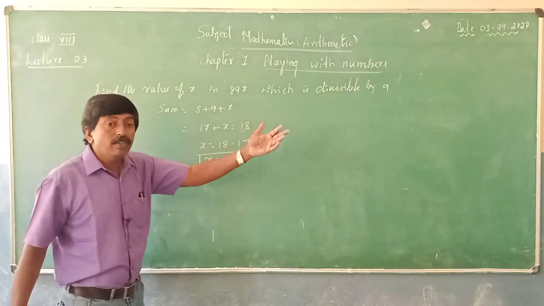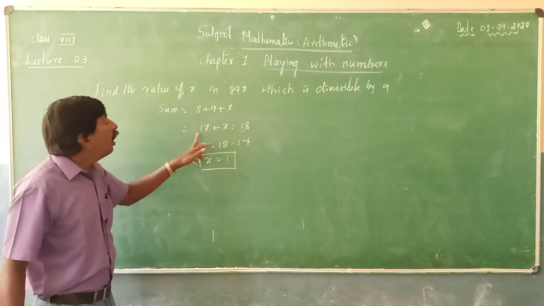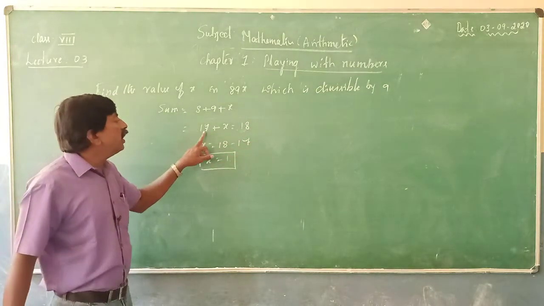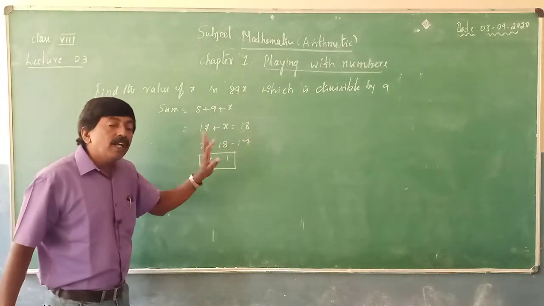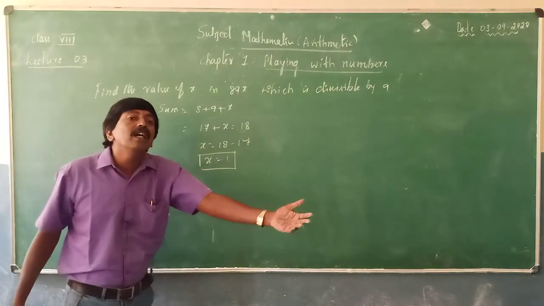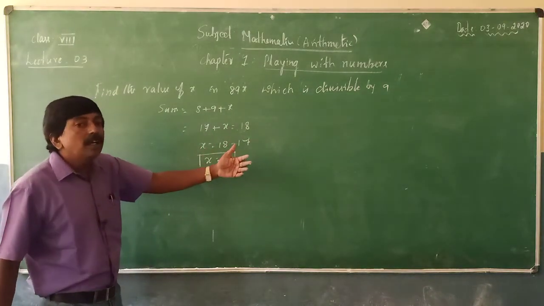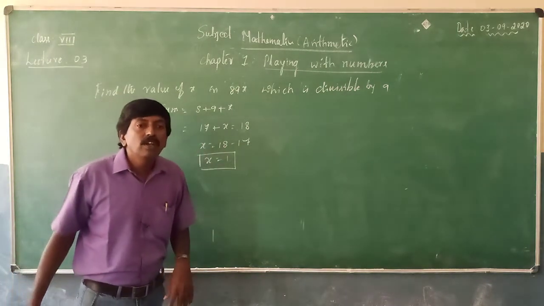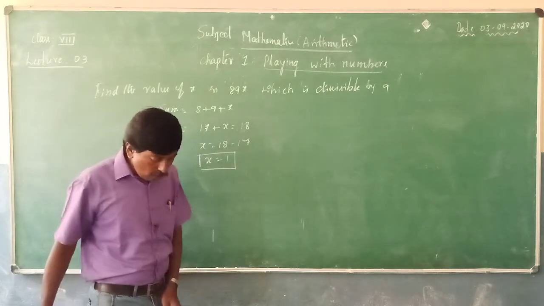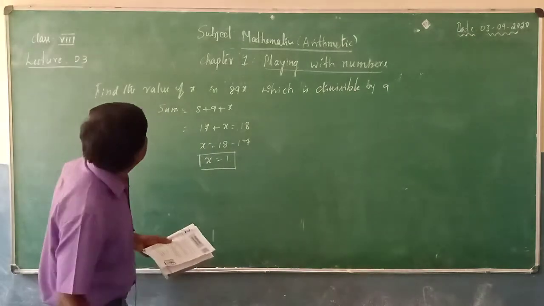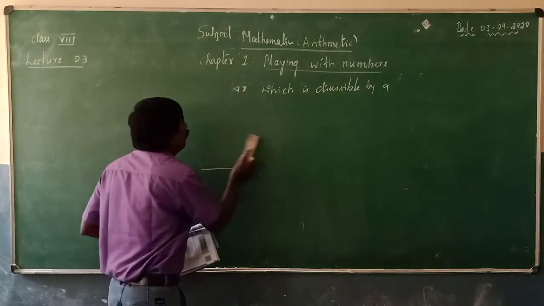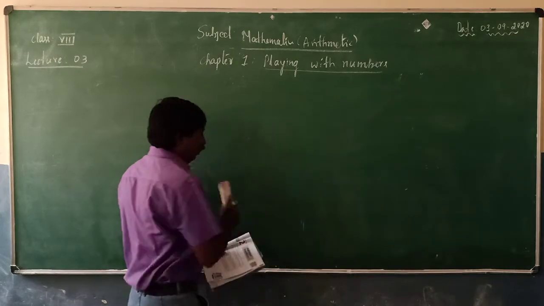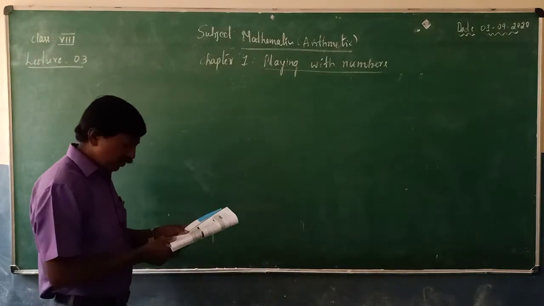So multiples of 9, the next number or another rule. Compared to 17 you can take the bigger number, don't take the lesser number. So now we got x value 1. So another one, so you can complete with the help of this problem. Observe carefully. Yes, very interesting problem.